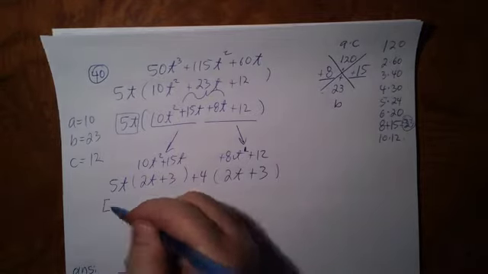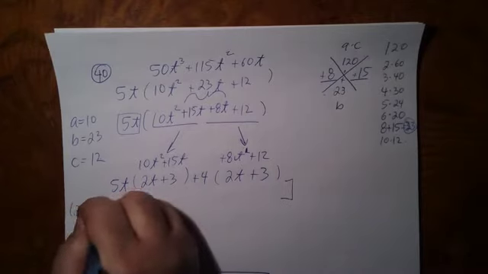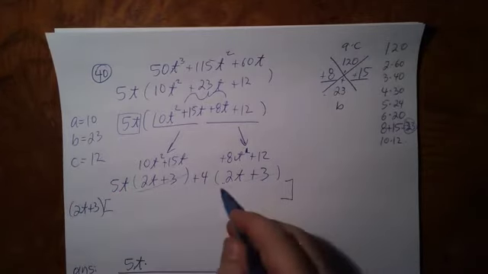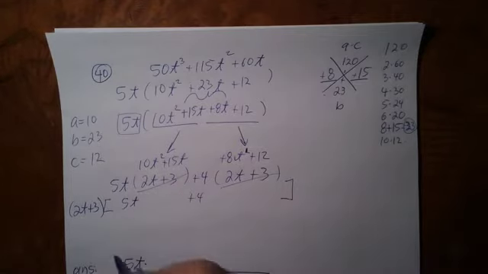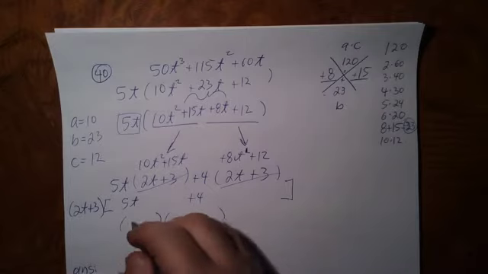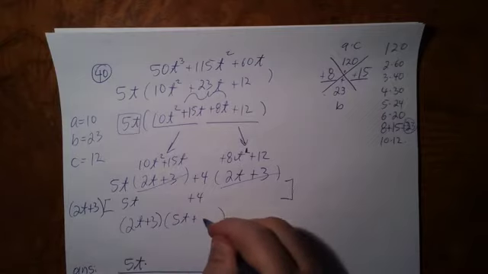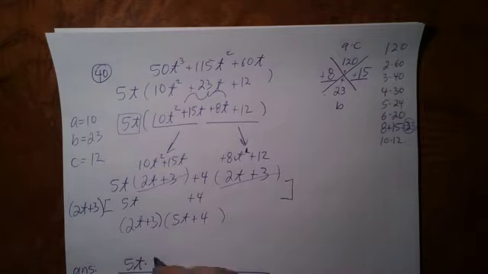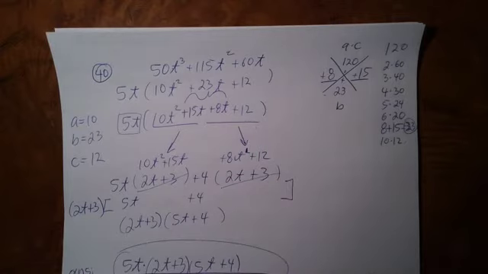So if I look to factor out the greatest common binomial, it is going to be 2t plus 3 times what? 5t plus 4. So consolidating this down to two binomials, we'll have 2t plus 3 times 5t plus 4, giving us our final answer of 2t plus 3 times 5t plus 4, and giving us our final factors for the trinomial that we have above.